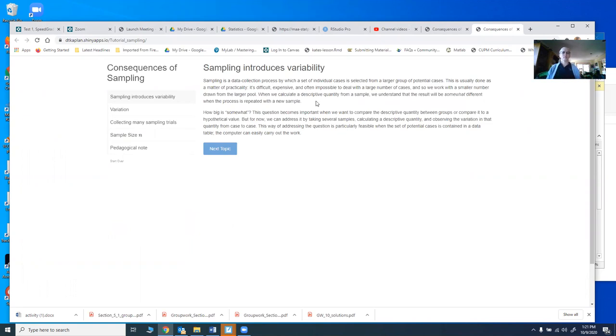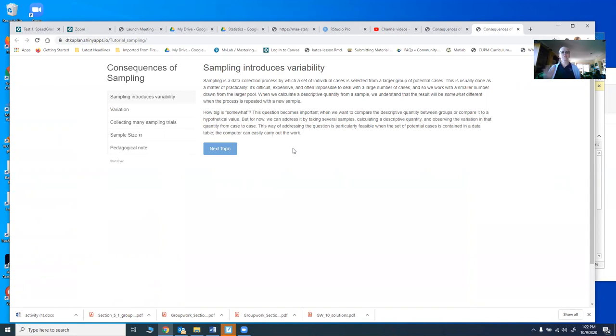When we calculate a descriptive quantity from that sample, we understand that the results may be somewhat different when the process is repeated from a new sample. In other words, if I take water out of a pond and measure how much pH is in that, I have my one sample that has all those values, and I can find the mean from all those values. If I went and did it again, I certainly won't get the same water every single time. So I would get a different sample and get a different statistic. How big is somewhat? The question becomes important of how do you compare the descriptive quantity between groups or compare it to a hypothetical value.